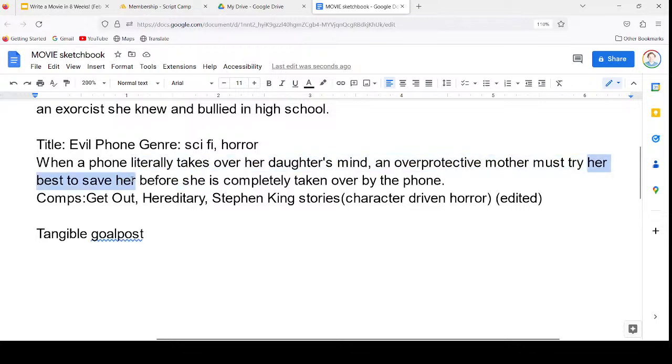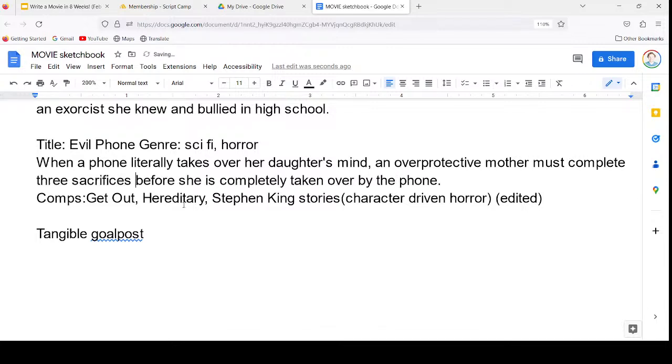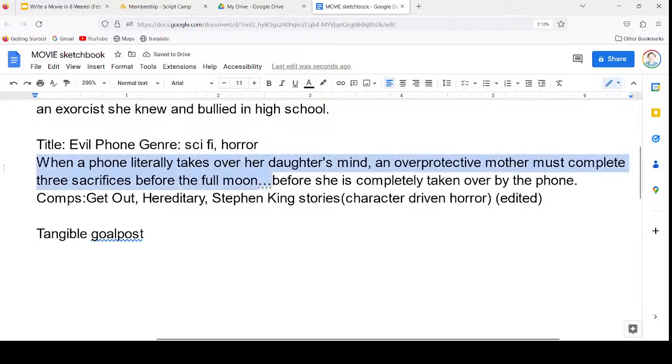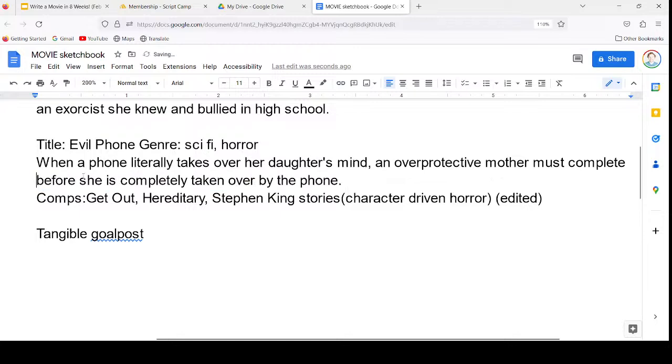So it might be, like I just mentioned, complete 3 sacrifices before the full moon. You see what I mean? It doesn't have to be that, but it has to be that specific. So tell us what she has to do to actually defeat the phone. And then we say before she's completely taken over.